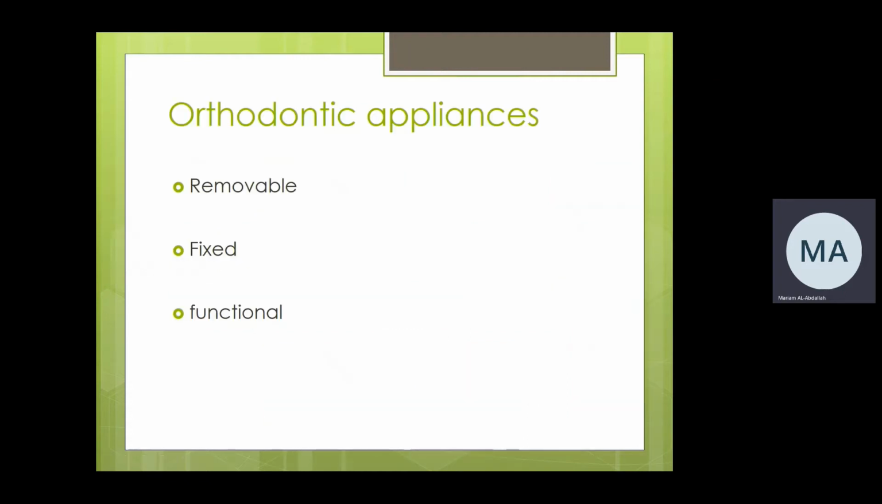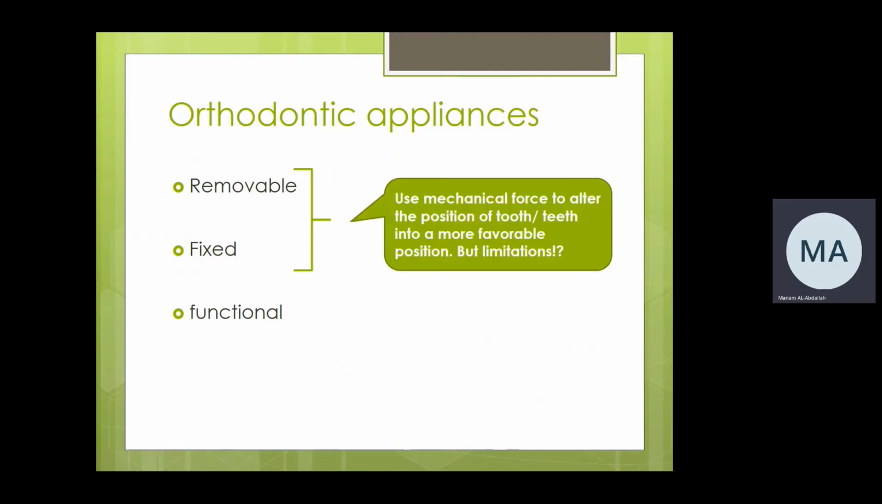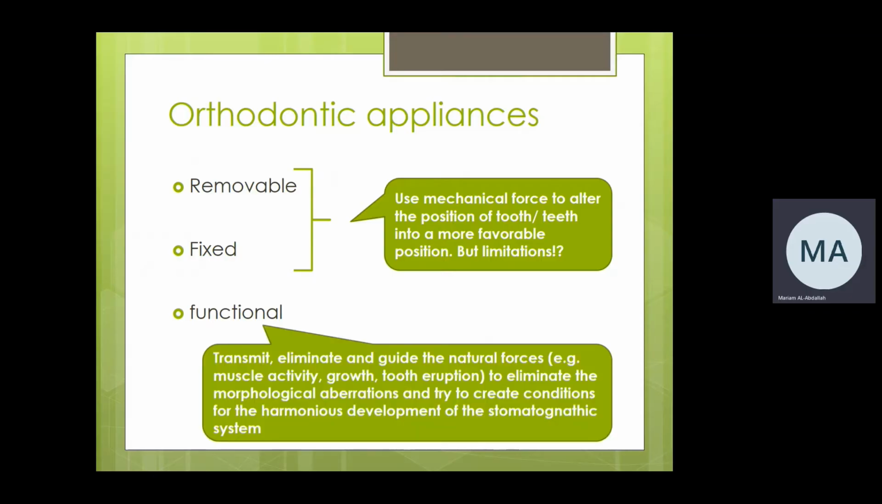So now we're going to focus on the functional appliances. In general, orthodontic appliances could be removable, fixed, or functional. The removable and fixed conventional orthodontic appliances are mainly used to apply pressure or force to teeth to produce movement of teeth. But functional appliances, on the other hand, are used in order to transmit, eliminate, or guide the natural forces.